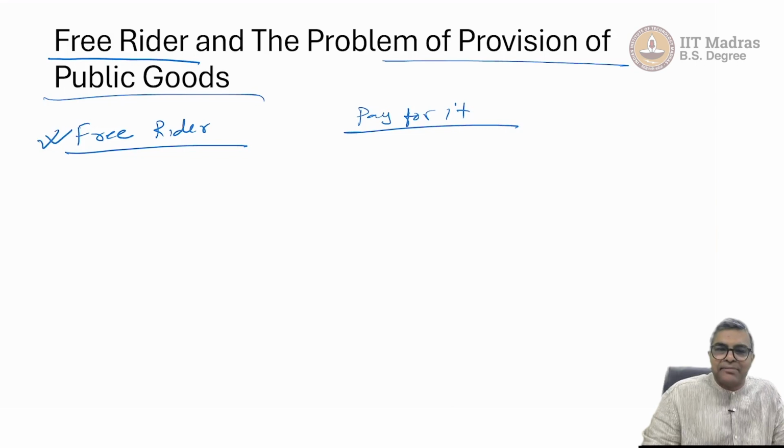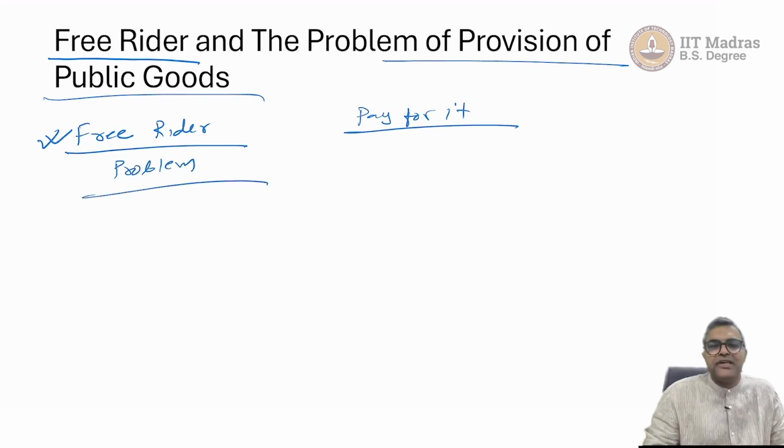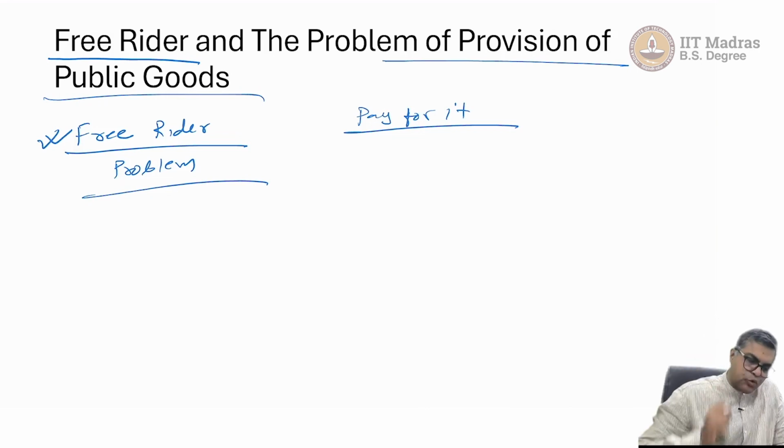My idea of not paying, my incentive for not paying and letting others pay for the public good while I still enjoy the benefit, is called the free rider problem. And public good provision suffers from this free rider problem. Okay, so that we have to understand.